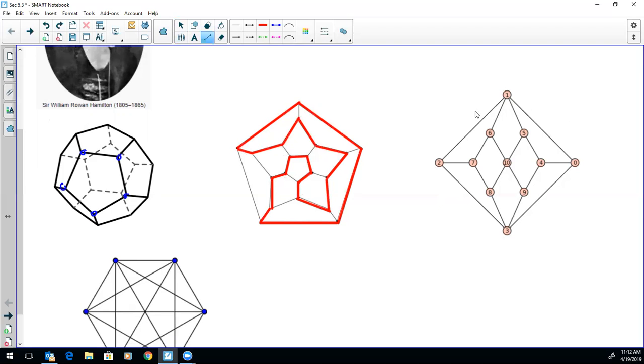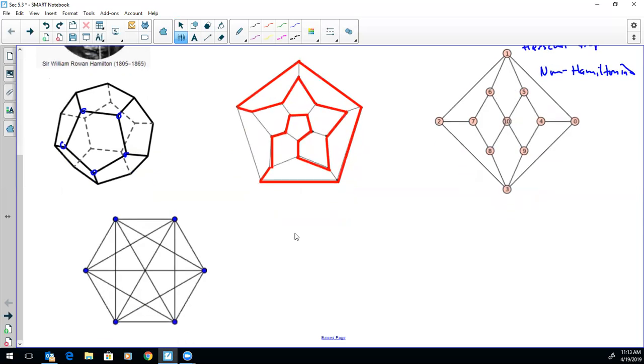Now the graph I have over here on the right is what's called a Herschel graph, and it's not Hamiltonian. You're welcome to spend some time trying to come up with a cycle.